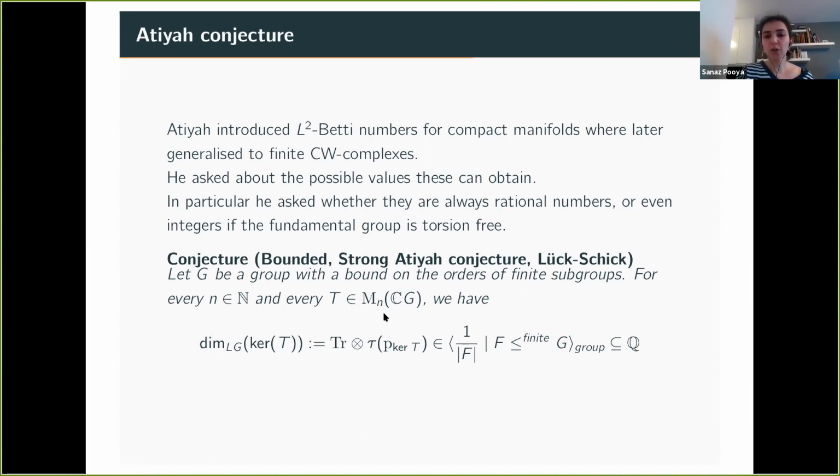So in fact, from such an operator, one can take the kernel and associate to it a kernel projection, and then this dimension just says what is the value of the matricial trace tensored with the von Neumann trace on this projection. And it is conjectured that this lies inside the group generated by these inverses, and it is a rational number. So obviously, if one finds an irrational number, then one basically has a counterexample for all these conjectures.